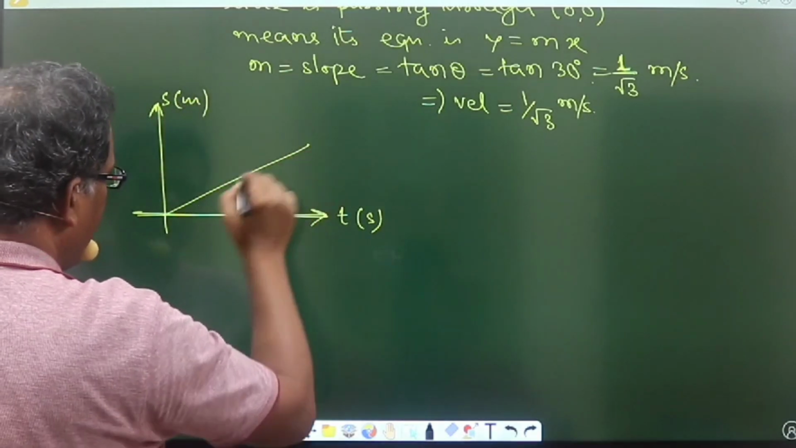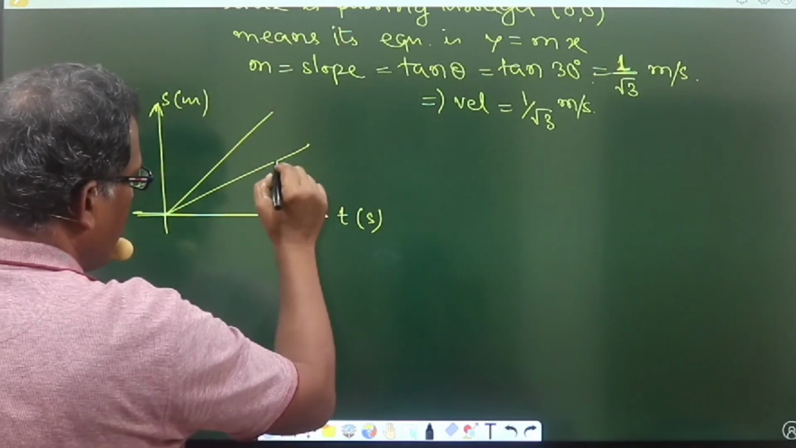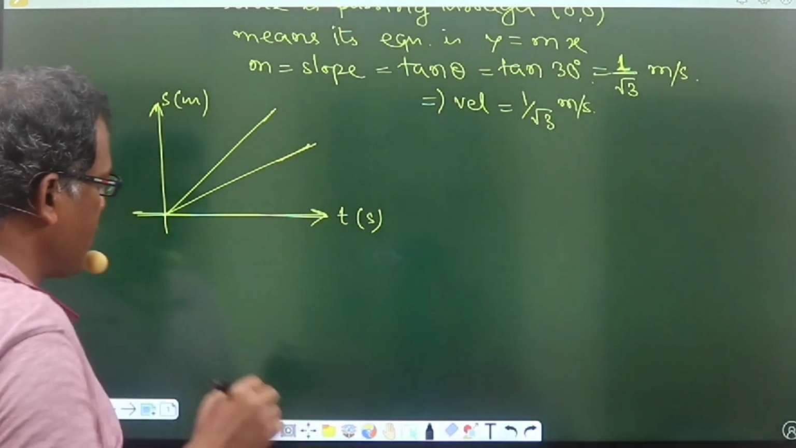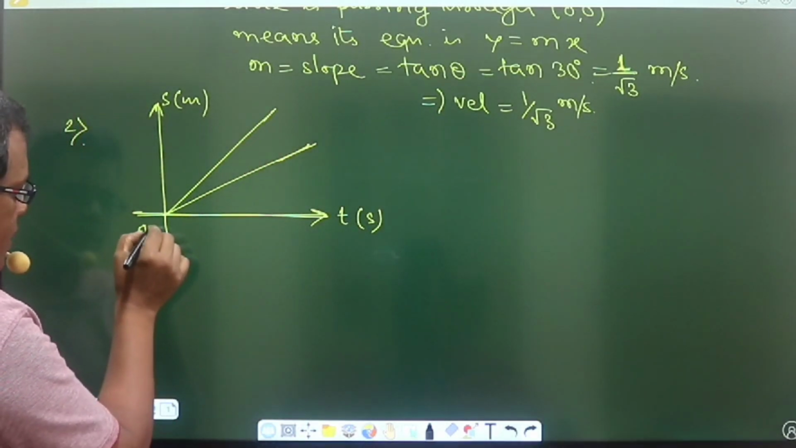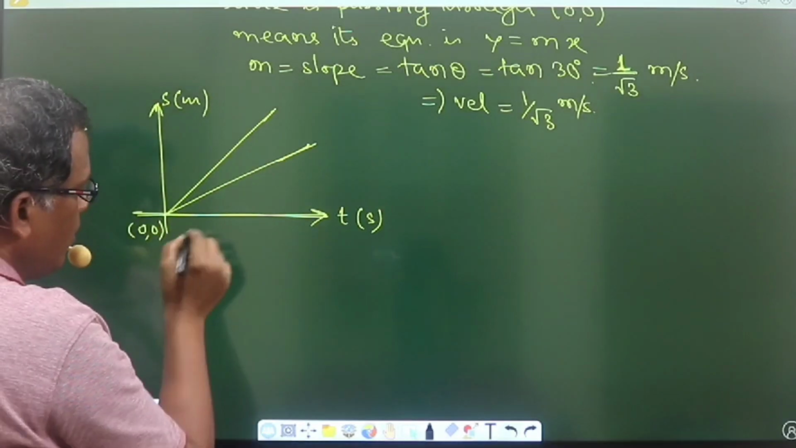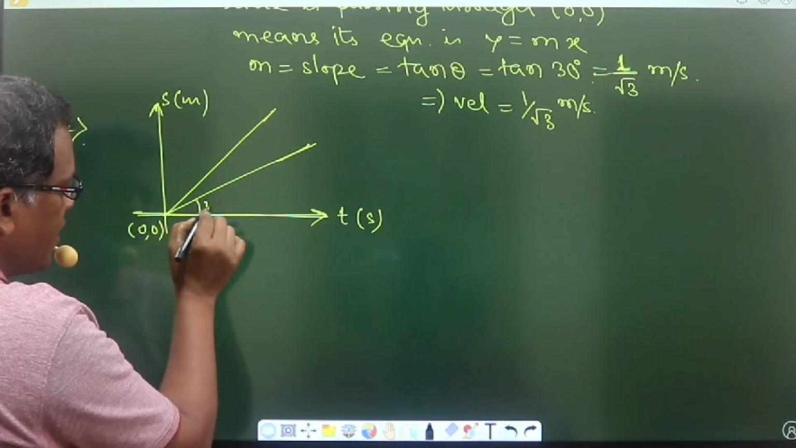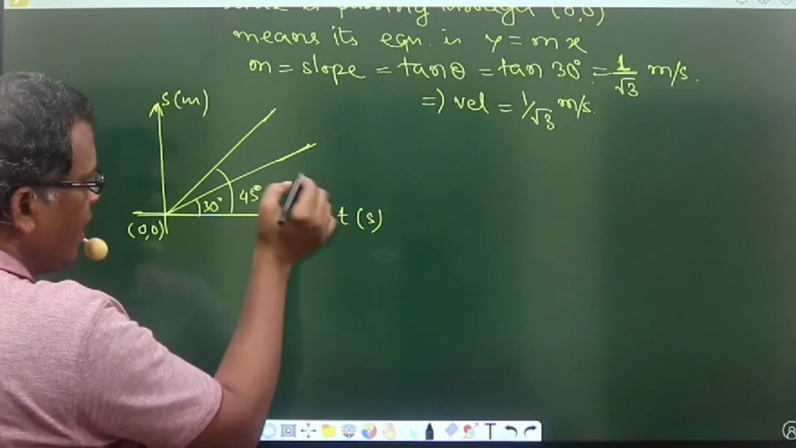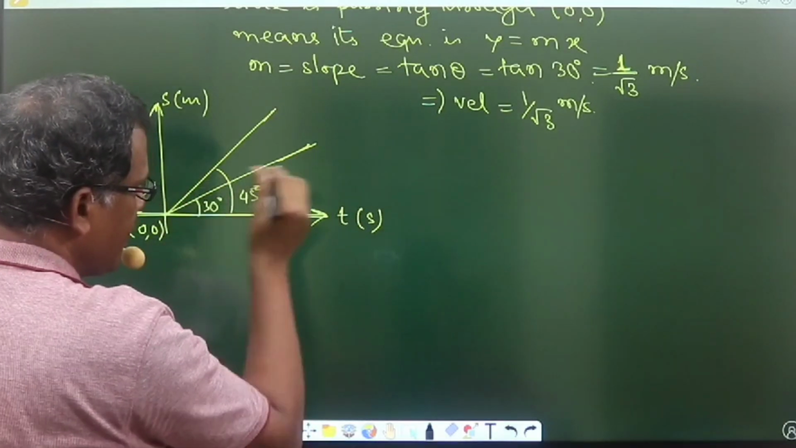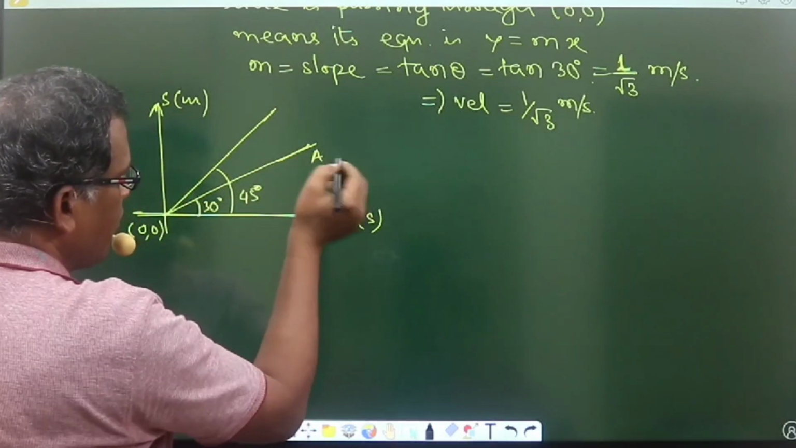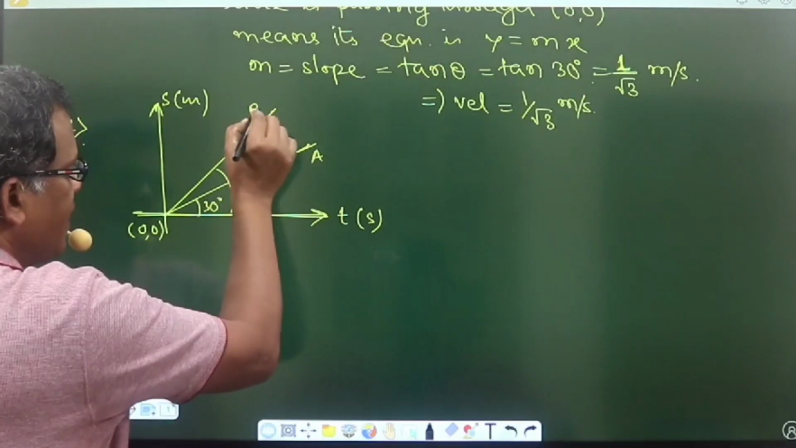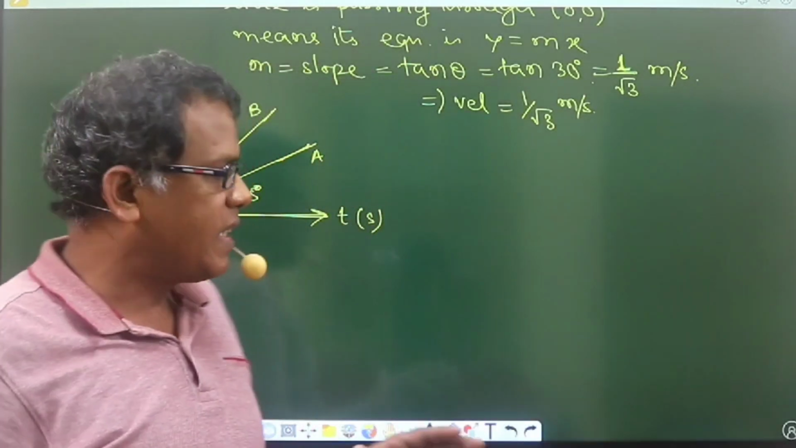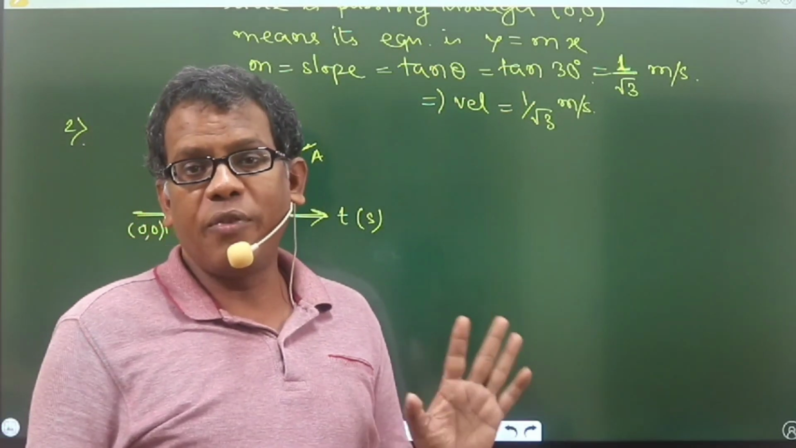So suppose there are two lines now drawn, both of them passing through the origin, right? Both of them are passing through origin. Now one of them makes a 30-degree angle, another one is making a 45-degree angle. The line that makes 30 degrees represents the motion of an object A, and let the line representing the motion of B be at an elevation of 45 degrees, right?